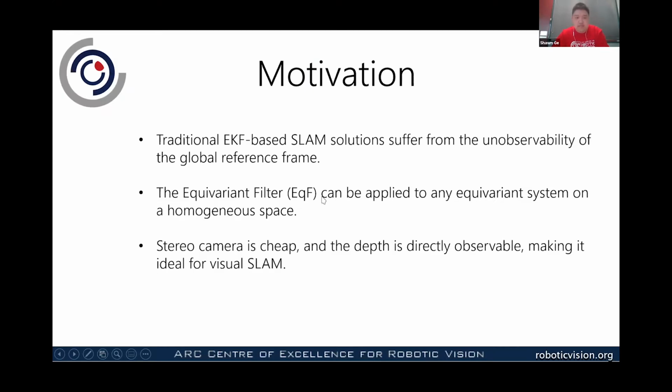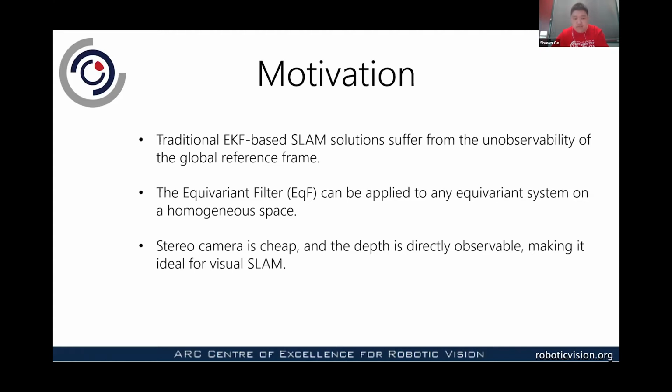So SLAM has been an active area for research for several decades. Traditional filter-based SLAM algorithms, particularly things like the extended Kalman filter, tend to perform poorly in such nonlinear systems. Most of them suffer from issues related to the unobservability of the global reference frame.